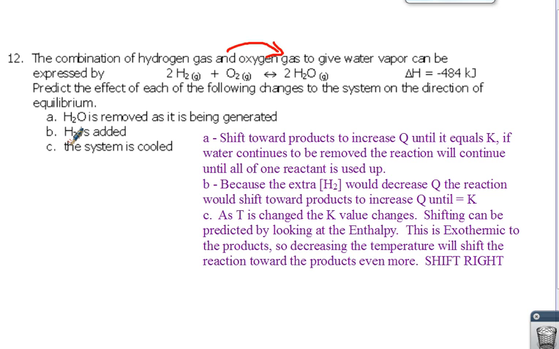What if hydrogen's added? Well, if there's too much hydrogen, again, it's not going to be at equilibrium, so it's going to react faster in the one direction and not the other, which would be to the right. What if the system is cooled? Well, let's look at this enthalpy value here. This is negative 484. That means it gives off heat as those two react. If I remove the heat by cooling it, it would shift even further to the right. That's basically what that says. We look at the enthalpy to diagnose which way it would shift, whether it's heated or cooled.